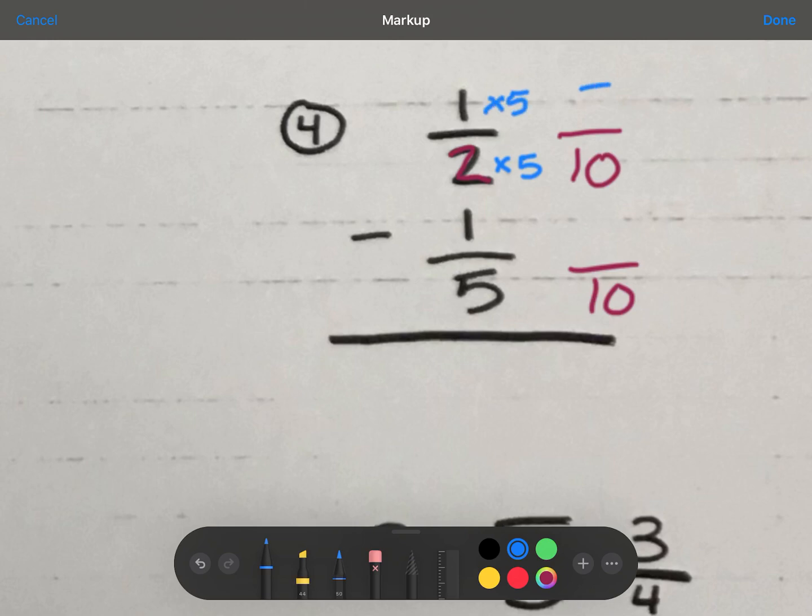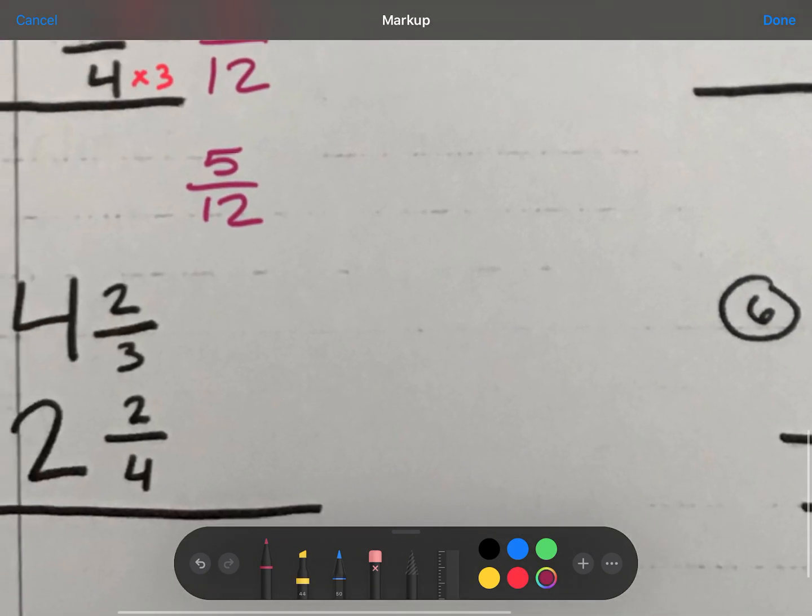1 times 5 is 5. Come down here. 5 times what gives me 10? Times 2. If I do that to the bottom, I got to do that to the top. 1 times 2 is 2. And now I am able to subtract. 5 minus 2 is going to give me 3, and I keep my denominator the same as 10.